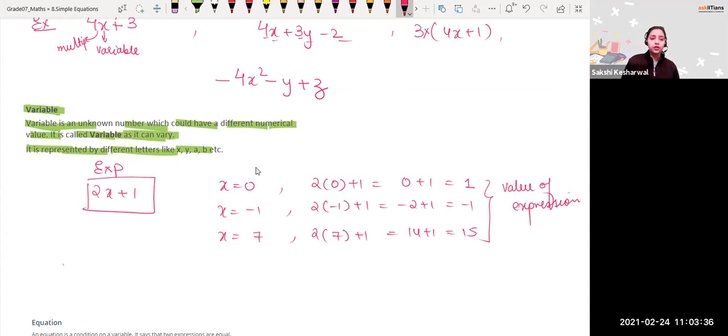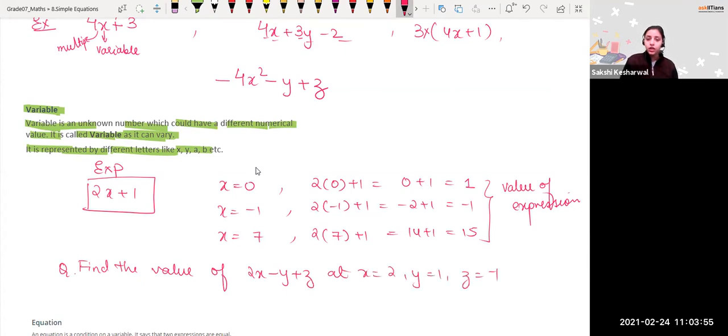Let us suppose that in your book there will be some questions that say find the value of 2x minus y plus z at x equal to 2, y equal to 1, and z equal to minus 1, right? So what will you be doing? You will just be substituting the value at the place of x, at the place of y, and at the place of z. So this is equal to what?